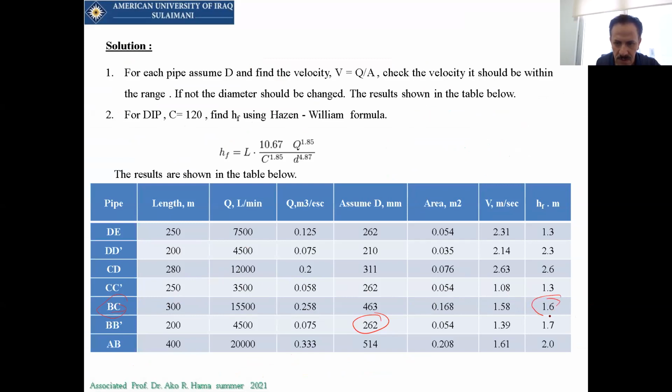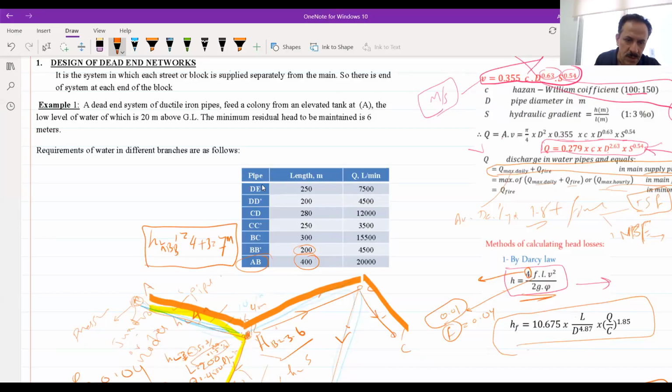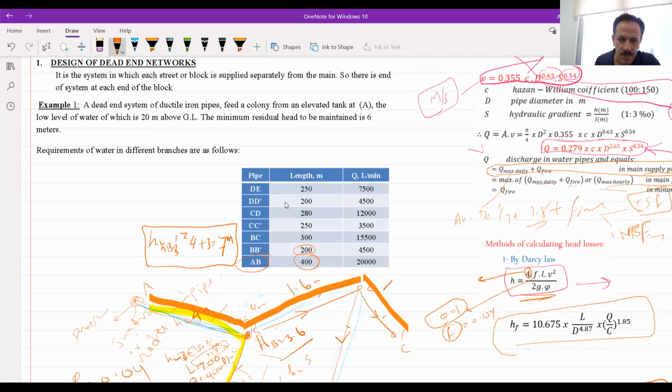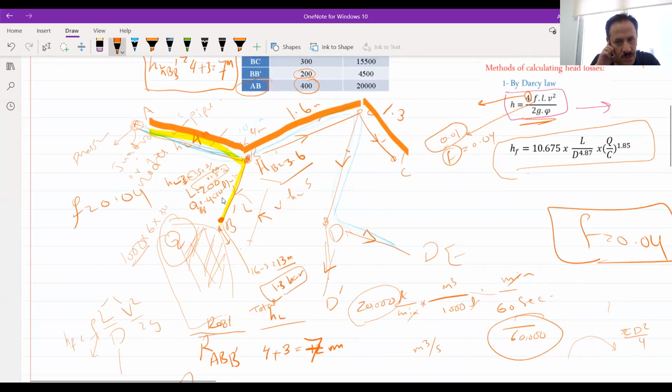BC, from B, it's 1.6 meter. And from C to C bar, how much is the head loss? It's 1.3 meter. Now for that route, how much is the total head loss?